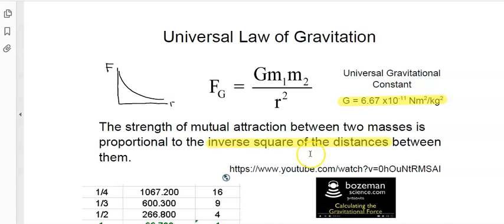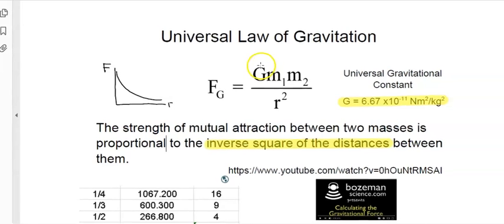To most easily describe the universal law of gravitation, we know that Fg equals Gm1m2 over r squared, and it has this force to distance relationship of the inverse square. The strength of mutual attraction between two masses is proportional to the inverse square of the distances between them. When you have a proportionality and you want to make that proportionality an equality, you need a universal constant, and that's exactly what Cavendish discovered.